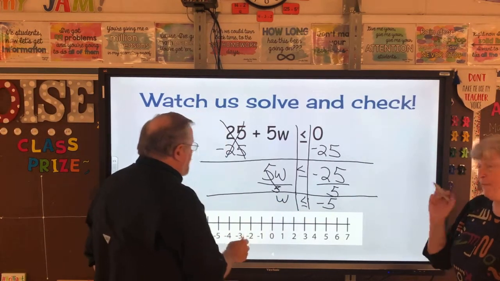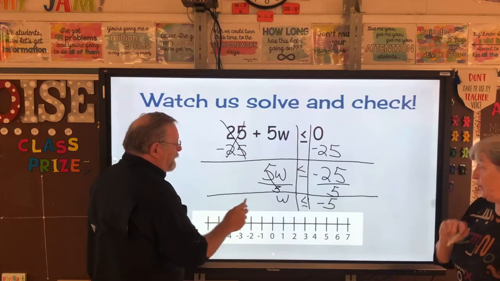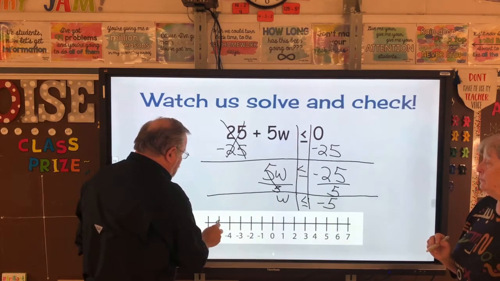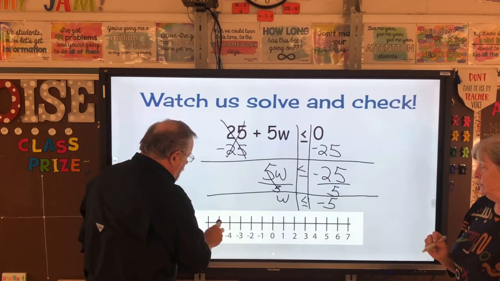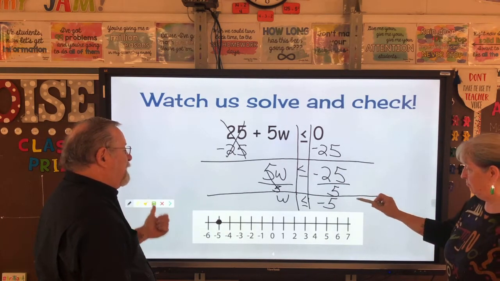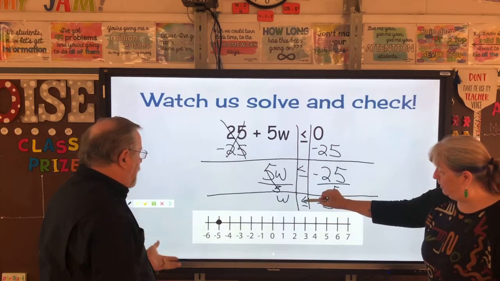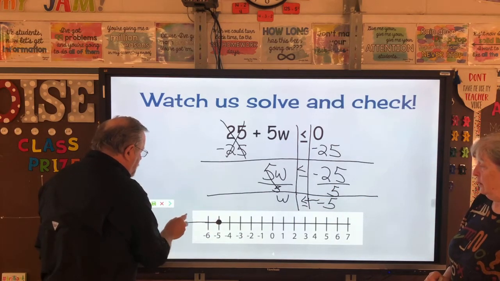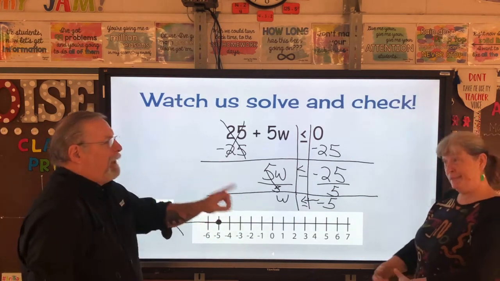So I know that I have a solid line, which means I'm going to fill that in. I'm starting at negative 5, so I fill that in. And w is less than negative 5, so like negative 6, negative 7, negative 8. So I'm going to go in this direction.